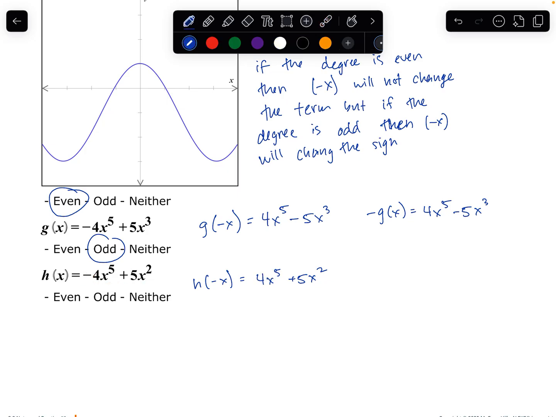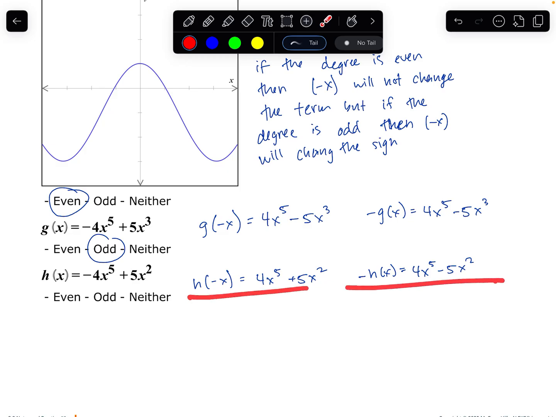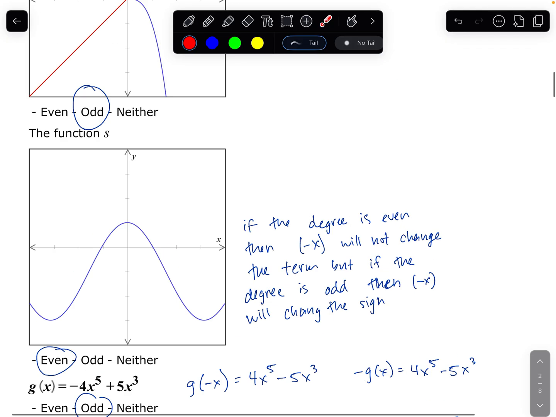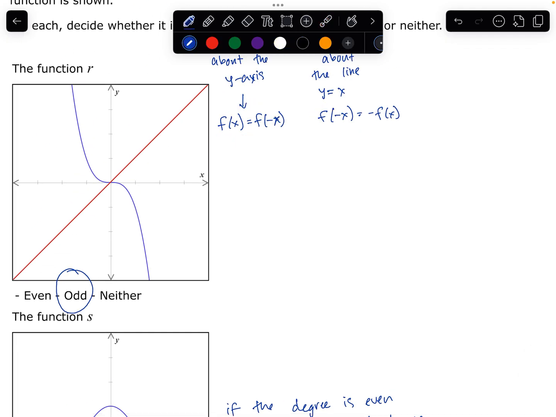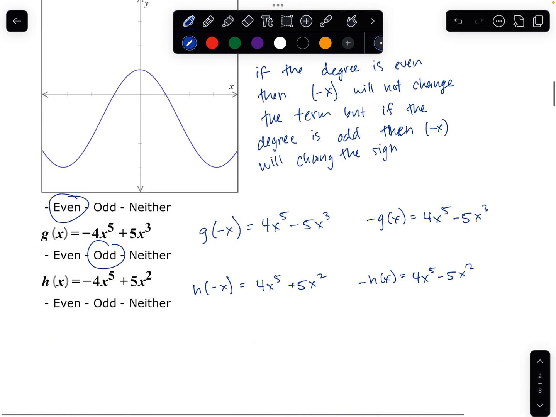So then I go ahead and I check negative h of x, which flips the signs of every term. So that will be positive, that will be negative. So I'm going to have 4x to the fifth minus 5x squared. And then I see if these are the same. And they're not, because this is positive and this is negative. So because neither of these were equal to each other, that means it's neither. So this is a neither.